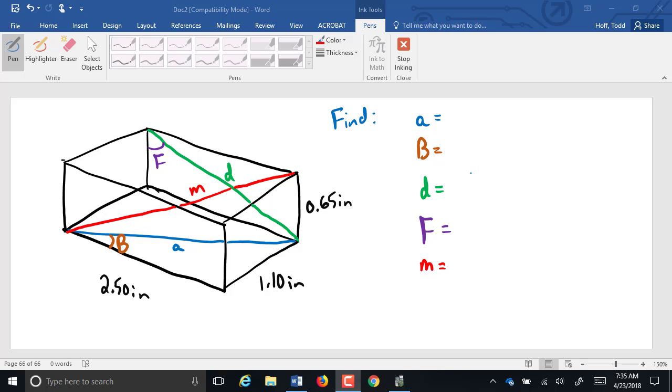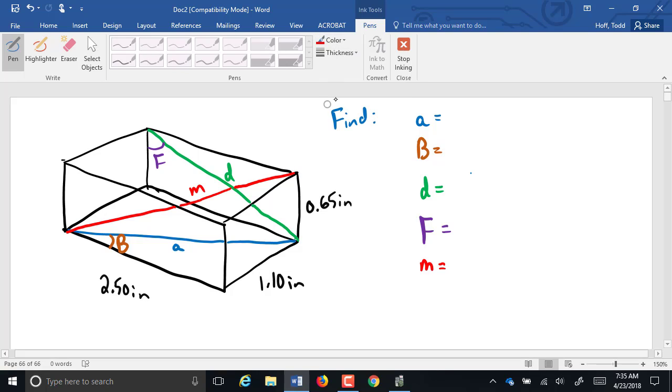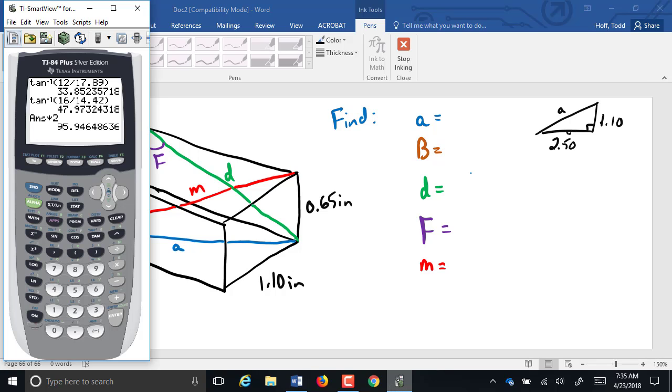So let's see how this went for you. To find A, that's that dimension across the bottom. Really what we're looking for there is the hypotenuse of a triangle. This is A. What's this side down here? 2.50, and this side here, 1.10. So how do we find A?